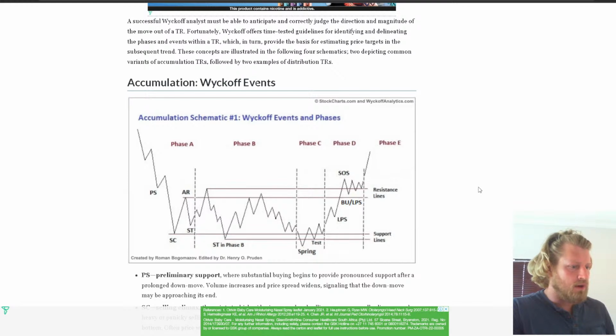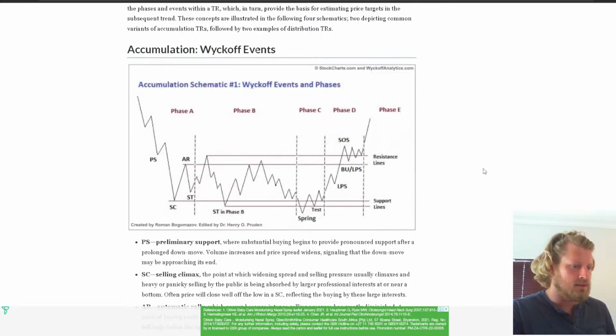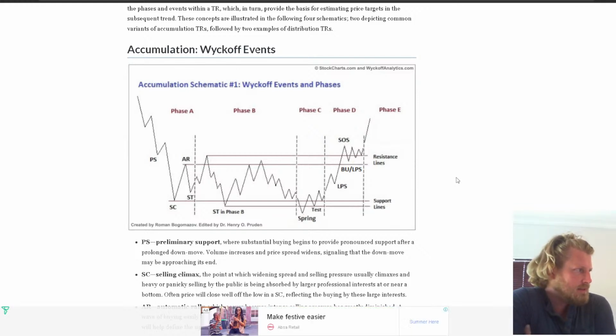Wyckoff was born in the 1870s and died in the 1930s. So he designed this trading method more than 100 years ago, and it just plays out every time, and you find it in all markets, irrelevant of what the asset is that's being traded. So let's cover it for you guys.